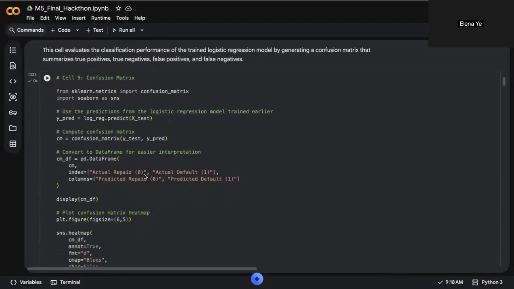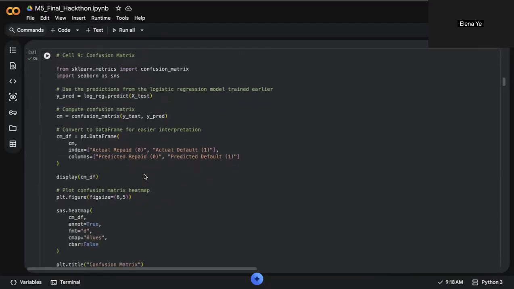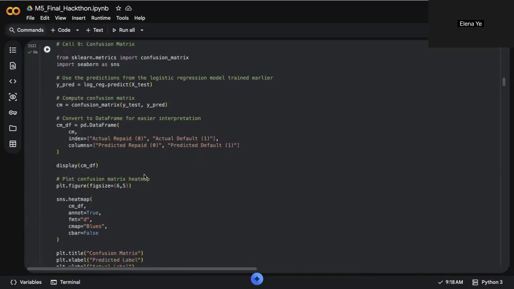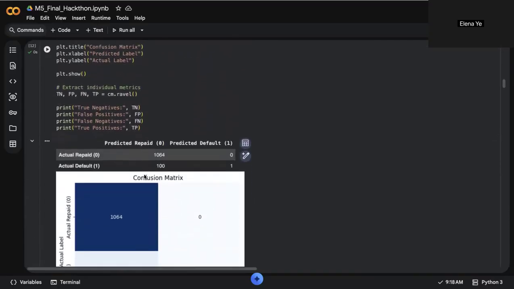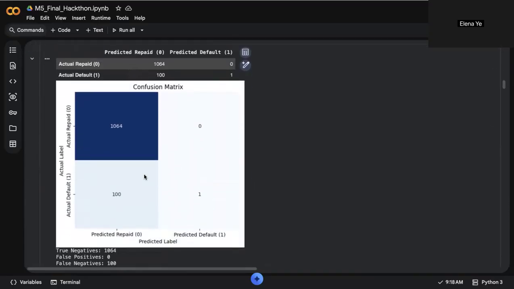And next, I evaluate the model predictions using a confusion matrix. The confusion matrix breaks the predictions into four categories: true positives, true negatives, false positives, and false negatives. And in credit risk modeling, false negatives are particularly costly because they represent the cases where the model predicts that a borrower will repay the loan, but the borrower actually defaults.